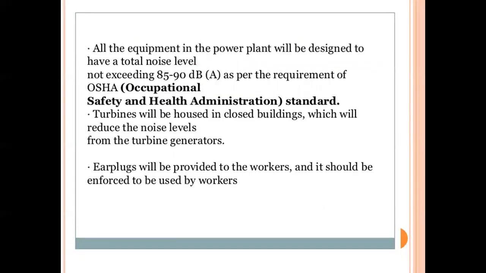All the equipment in the power plant will be designed to have a total noise level not exceeding 85 to 90 dB as per the requirement of the Occupational Safety and Health Administration's OSHA standard. The turbine will be housed in a closed building, which will reduce the noise level from the turbine generator. Earplugs will be provided to the workers and their use should be enforced.